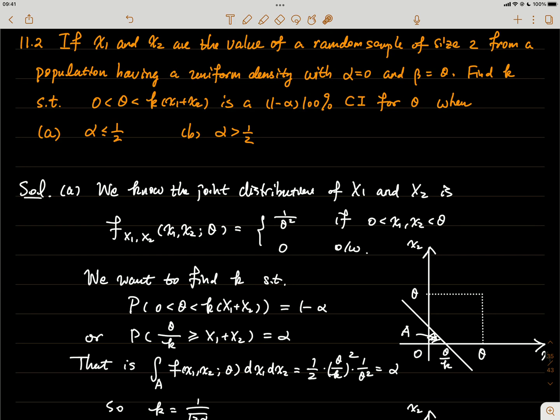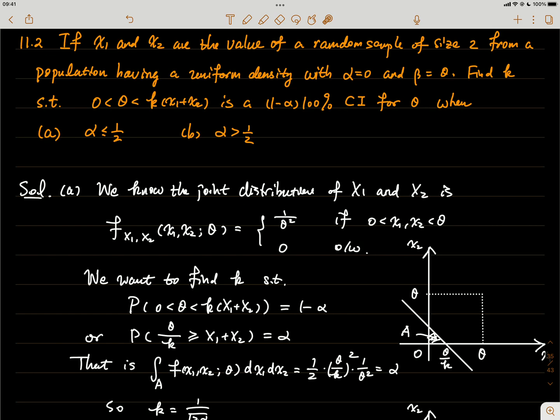confidence interval for theta, where we need to consider two different scenarios: alpha less than or equal to 1 half, and alpha greater than 1 half. Apparently the first is more interesting. Part B is just for practice, because alpha is supposed to be a little bit small for this confidence interval to be large. Anyway, let's think about part A first.